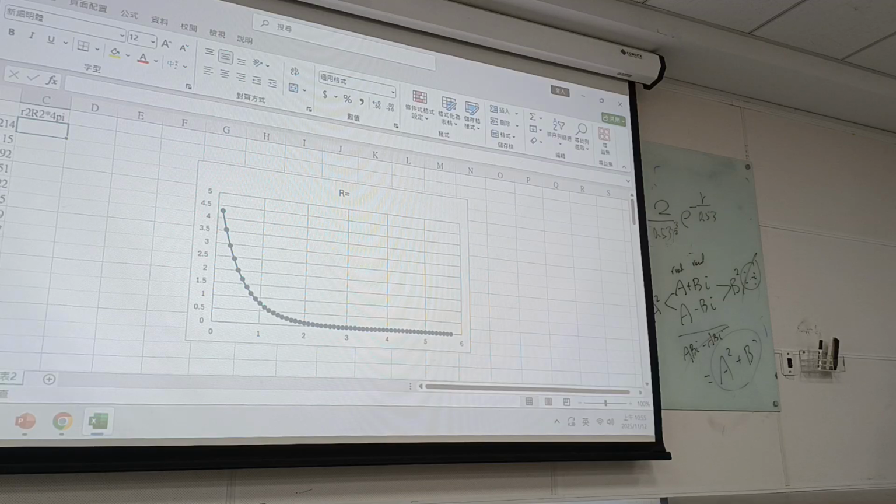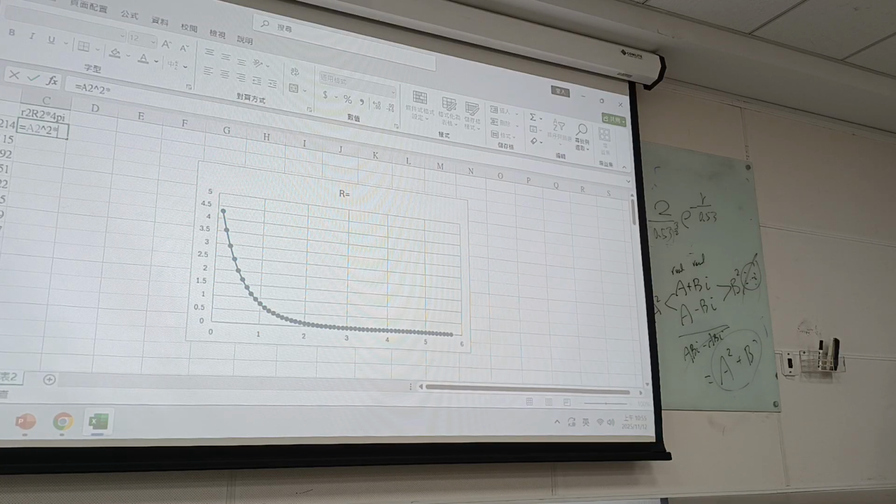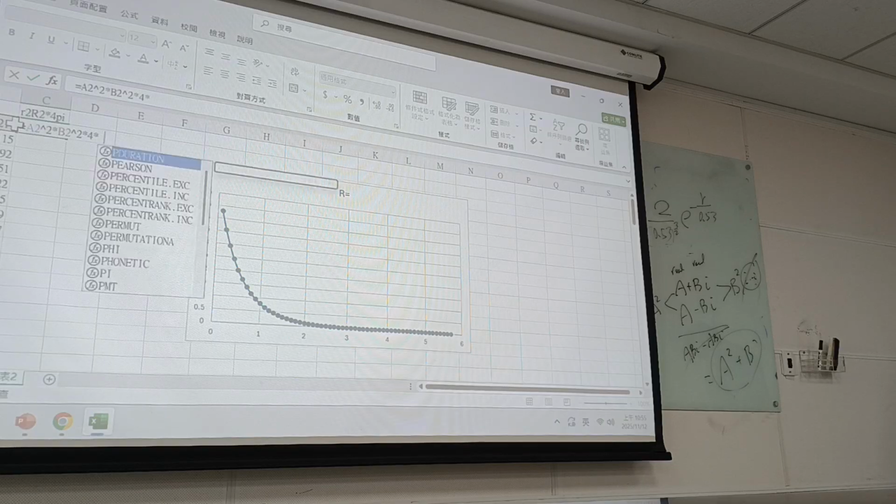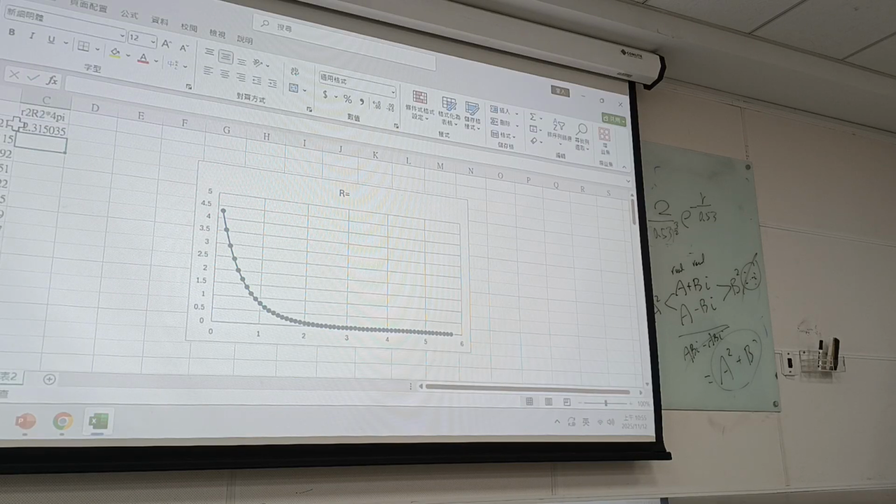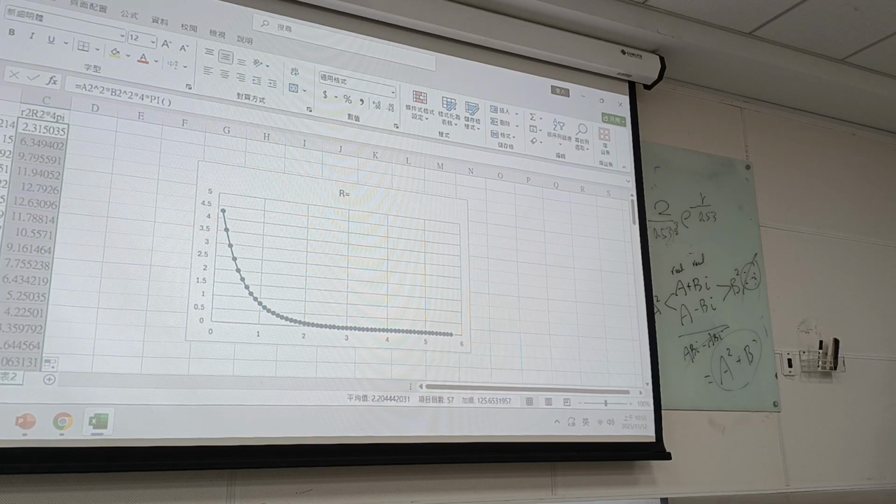Let's make this lowercase r equal to this squared times this squared times 4 times pi. So let's try to plot this.